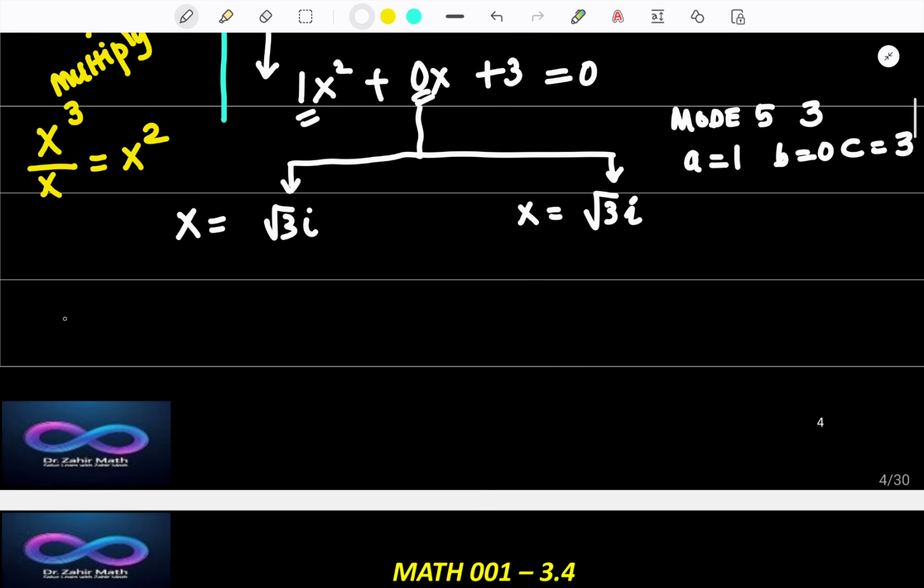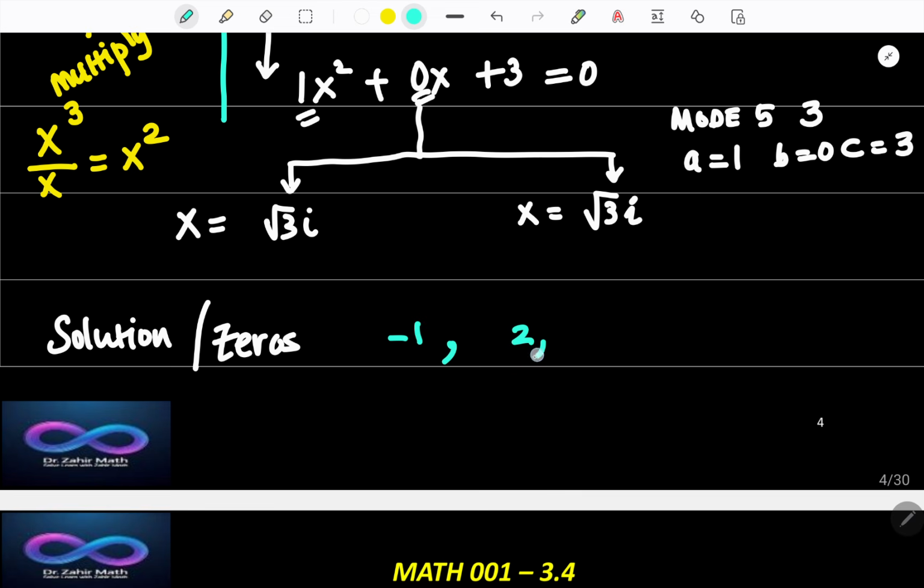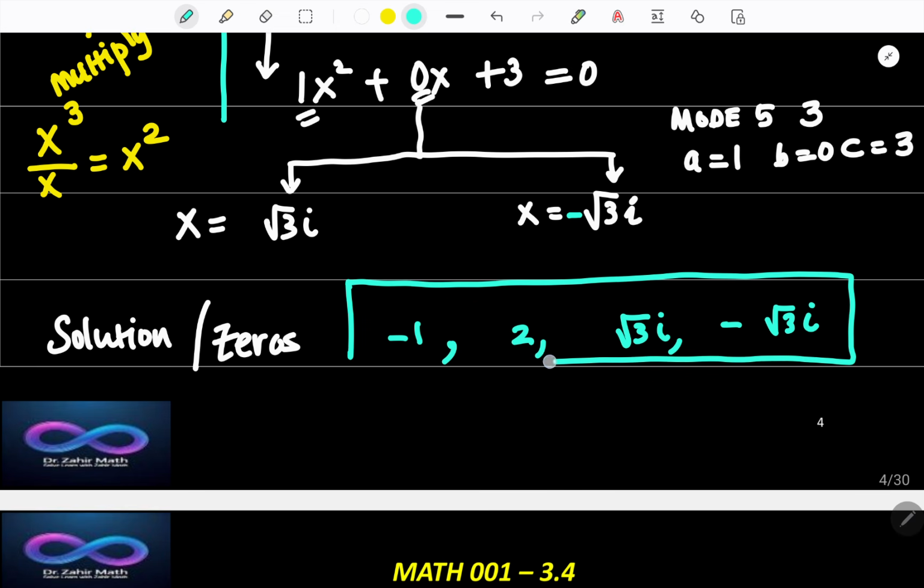So finally, we got 4 answers. So 4 answers means we call it the solution. Another word is what? Zeros. Clear everybody? Right. What are the answers we got? First one, I got minus 1. The next I got what? Plus 2. After that I got what? Root 3i. The last one is what? Minus root 3i. There is a minus here. So I got 4 answers.